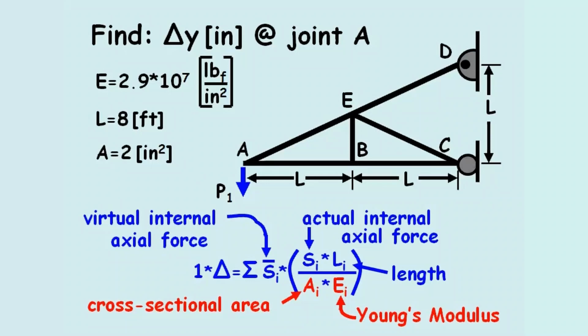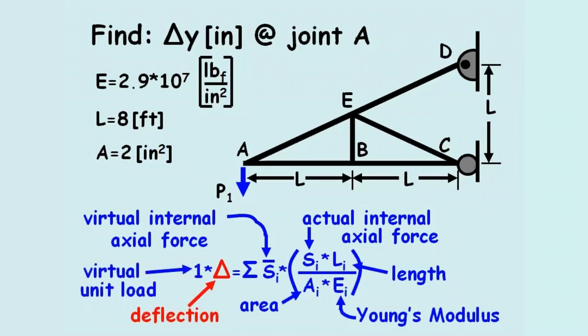In this equation, the 1 refers to a virtual unit load applied to the truss at the location and in the direction where the deflection is to be calculated. Since the problem asks for delta y in the vertical direction, we'll substitute delta y and remember to apply the virtual external load in the vertical direction.